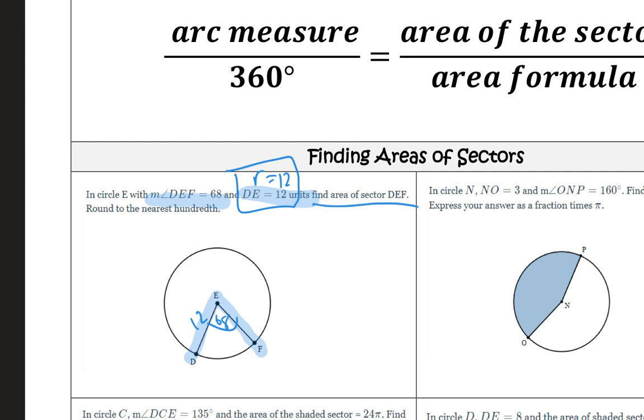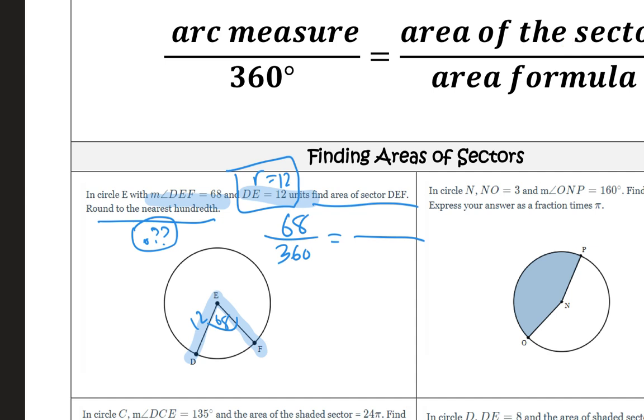Since we're finding the area, we know we're going to use the area formula, not the circumference formula. All right, so round to the nearest hundredth. So we know we're going to find a decimal answer with 2 decimal places, right? That's what hundredth means. Let's keep that in mind and set it up. So it's going to be the arc measure over 360. If it's 68 for a central angle, the arc measure is also 68, and it's over 360.